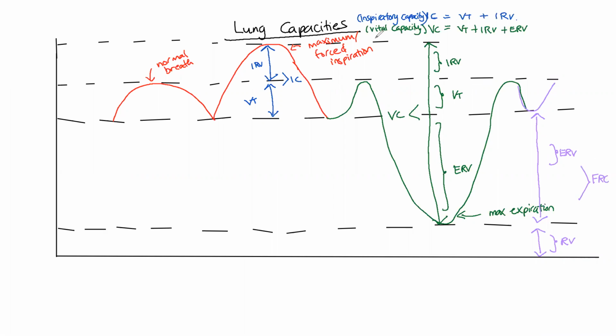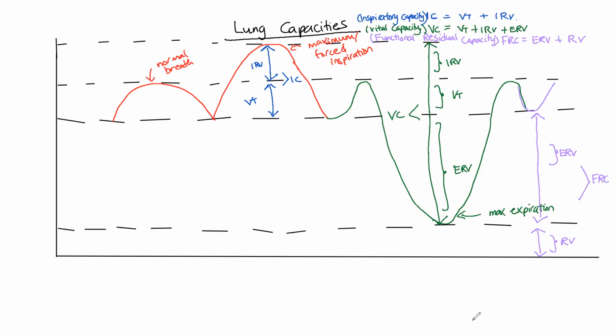And again, let's put our little key here. I wish I made more space at the top. But in brackets here, our functional residual capacity, FRC, equals our expiratory reserve volume and our residual volume. Okay. All right, so these are our lung capacities.